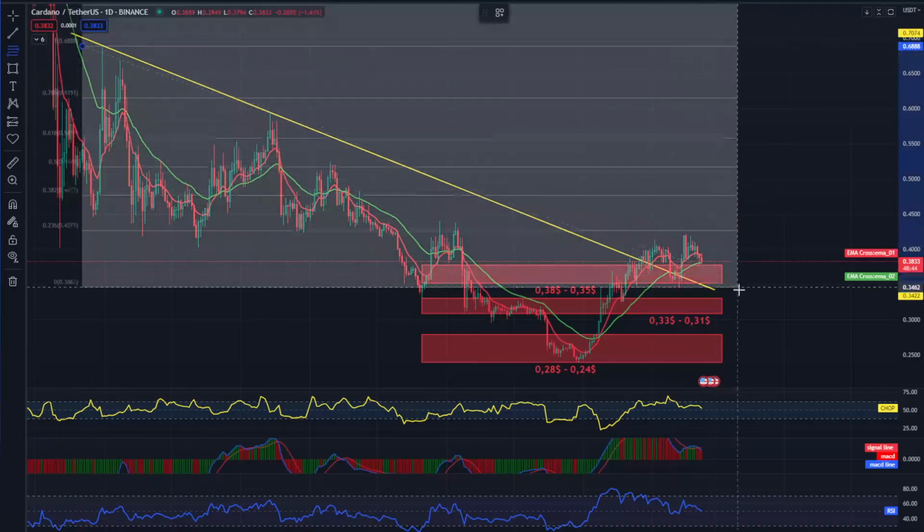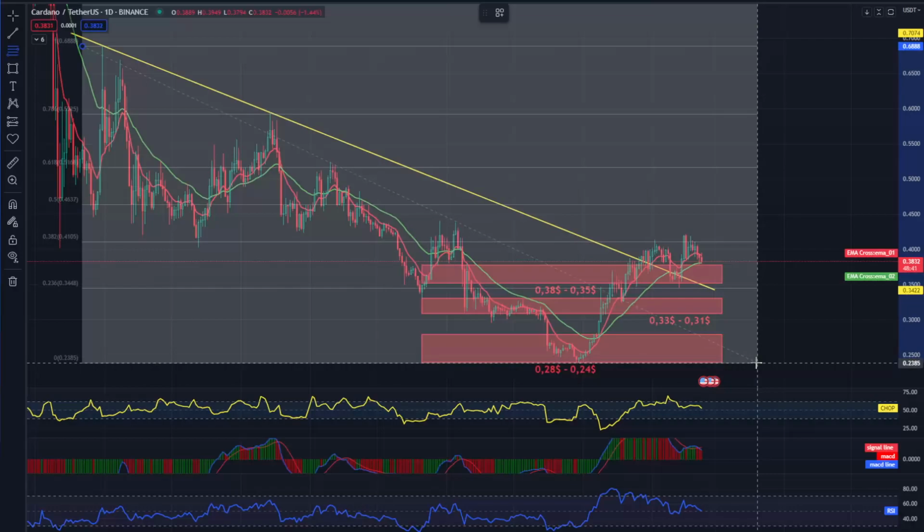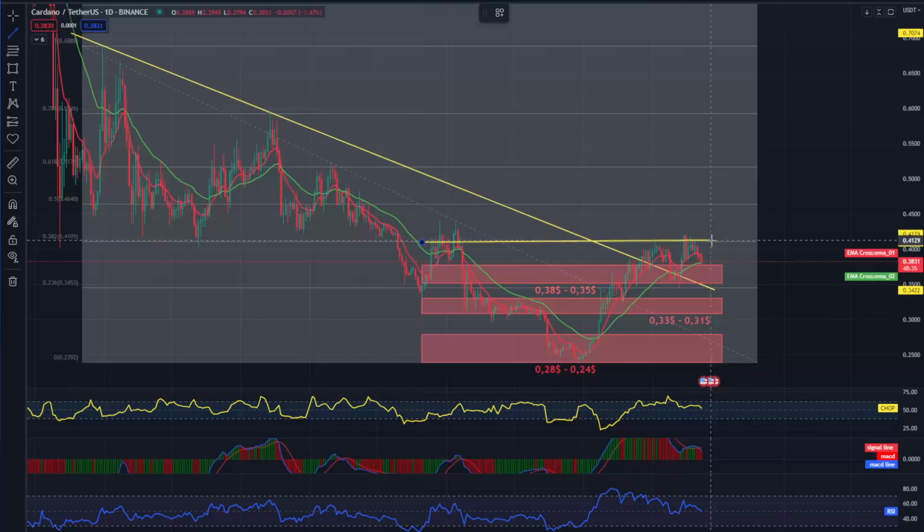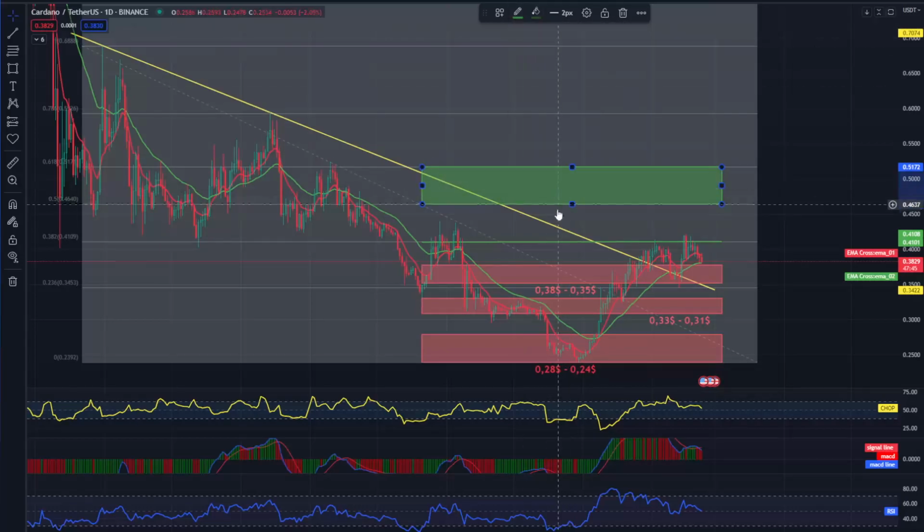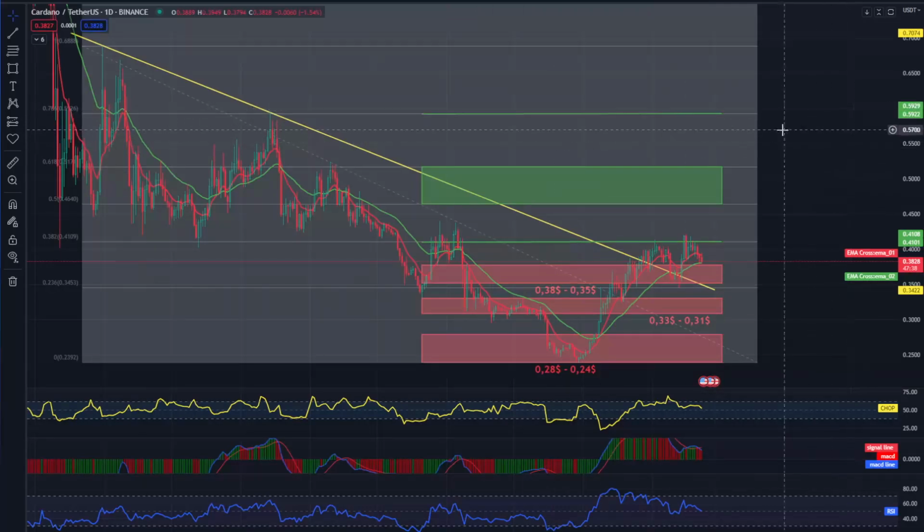Looking the other way, we can similarly determine the places of resistance that the price has to face. And here we see that we have the first resistance at 41 cents. Then we have a strong resistance zone from 46 cents to 52 cents. When we manage to break it, the next resistance will appear at 59 cents.